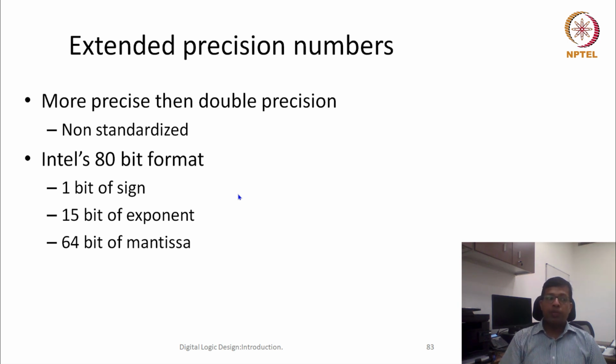One example is Intel's 80-bit format. It's not standardized, but because Intel has been leading the industry for the last 40 years, whenever you write long double in C, it will automatically take this 80-bit format. In this 80-bit format, you have more exponent bits, 15 exponent bits, and your mantissa is also 64 bits. So precision has increased, and the range of numbers which you can express has also increased. Based on our requirement, we can choose these formats.